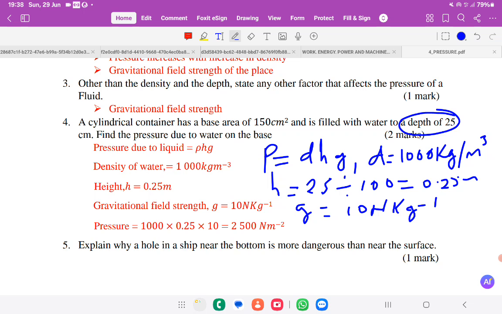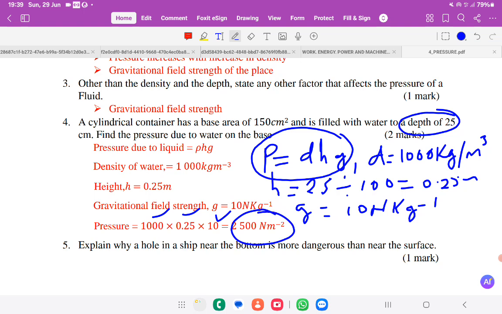So pressure is going to be, using the fact that pressure is density times height times gravitational field strength. We shall simply substitute into this equation. Pressure will be 1,000 multiplied by 0.25 multiplied by 10, which gives us the answer. So all you do is just substitute.